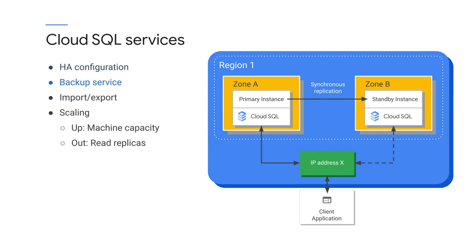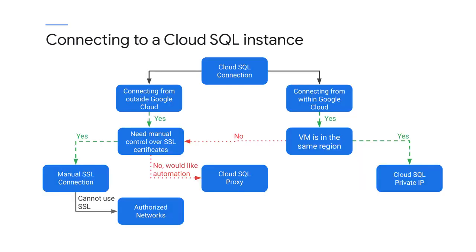Cloud SQL also provides automated and on-demand backups with point-in-time recovery. You can import and export databases using MySQL dump or import and export CSV files. Cloud SQL can also scale up, which does require a machine restart, or scale out using read replicas. That being said, if you're concerned about the horizontal scalability, you'll want to consider Cloud Spanner, which we'll cover later in this module.